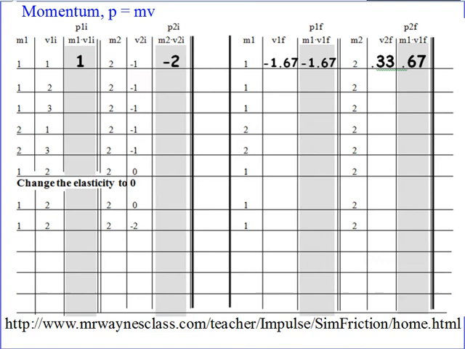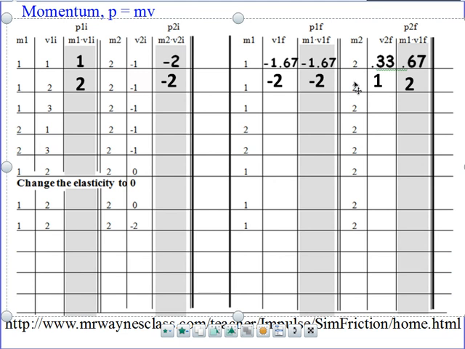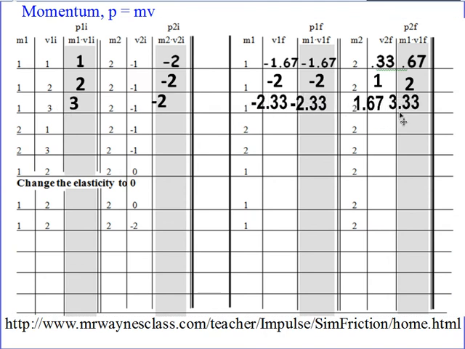If I multiply the mass times the velocity for those two, I get a momentum of -2 here, and here I get a momentum of 2. Again, can you look at these two and see a pattern? Here is another. I won't bother to run the simulation for it.